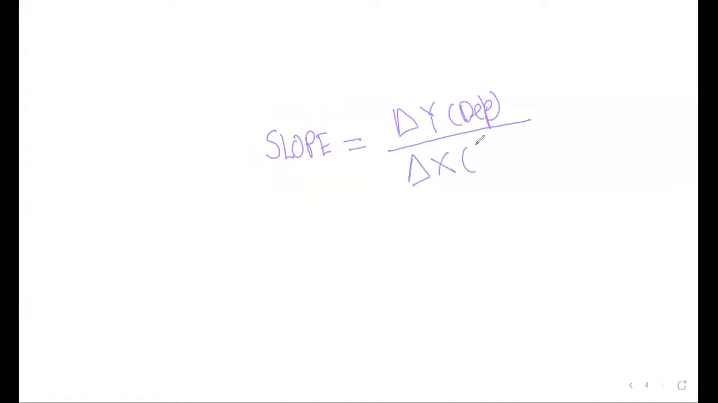Are you familiar with this definition of a slope? Change in y due to change in x? Yes, sir. আচ্ছা, আমি এখানে y টাকে ডিপেন্ডেন্ট লিখছি, x টাকে ইন্ডিপেন্ডেন্ট লিখছি। What we are going to do, we are going to verbally write down what this thing says. Change in y due to change in x. Focus on the due to.